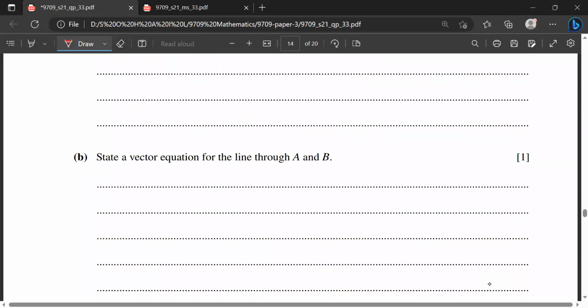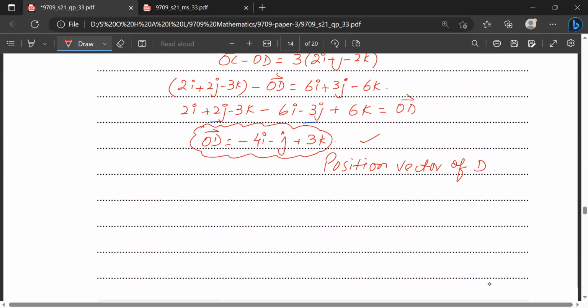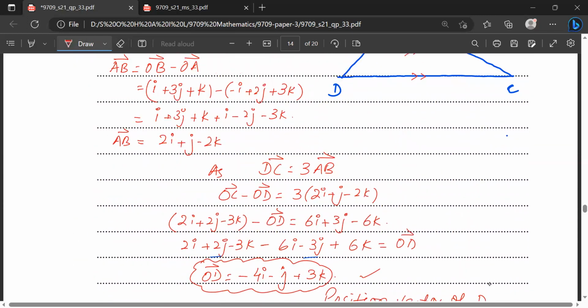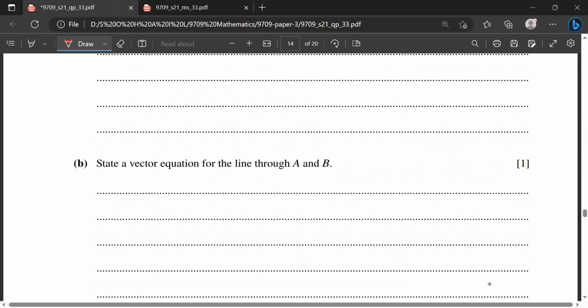So the second part is: find the vector equation of the line AB. Find the vector equation of the line AB. So A and B points are there, and also we have the vector AB. I can write OA again here as minus I plus 2J plus 3K, and OB was I plus 3J plus K. This line AB is the question. Find the vector equation of the line.